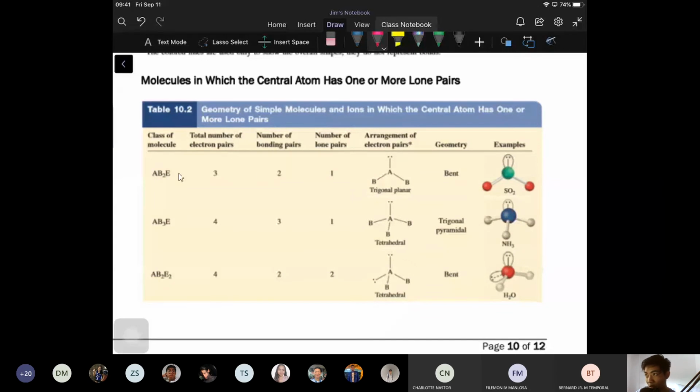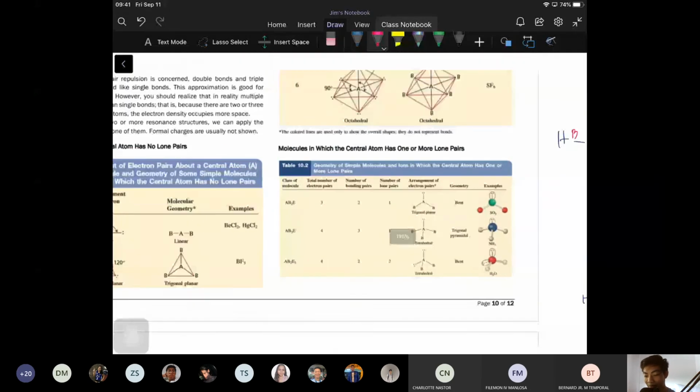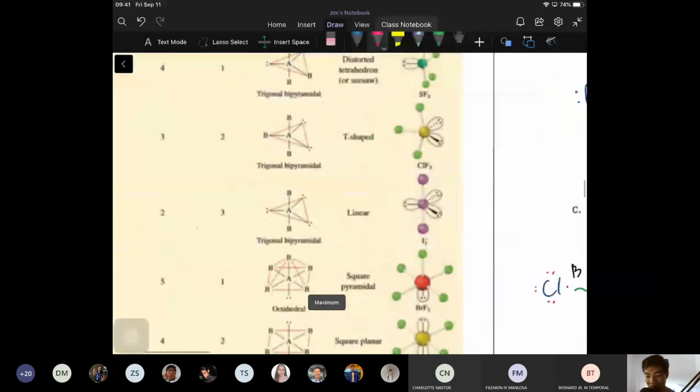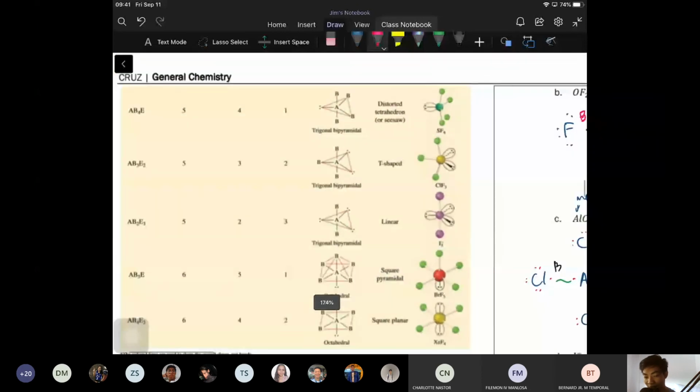So, AB2E. That has a certain geometry. So it's more of memorization and familiarization. But again, it would be better if you memorize them.